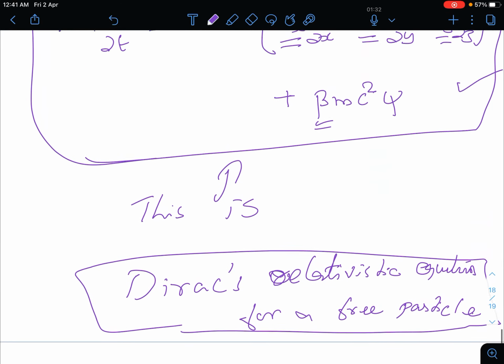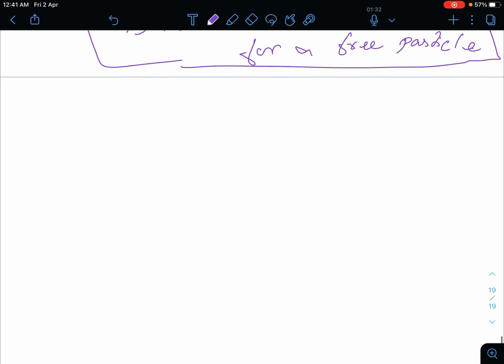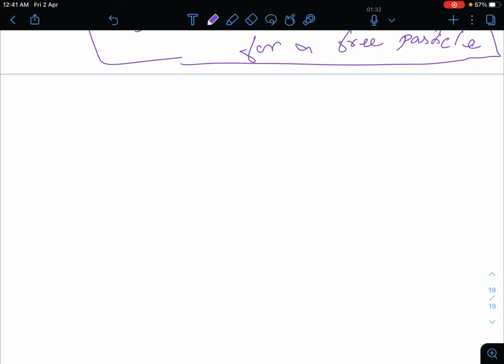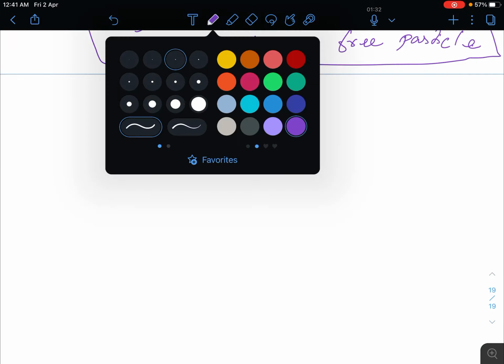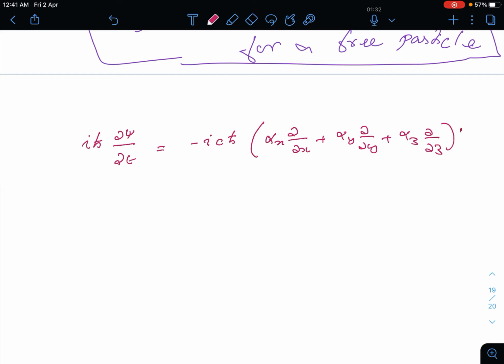So we stopped at this equation that is called Dirac's relativistic equation, which we can write again as iħ ∂ψ/∂t = -iħc (αx ∂/∂x + αy ∂/∂y + αz ∂/∂z) ψ + βmc² ψ.